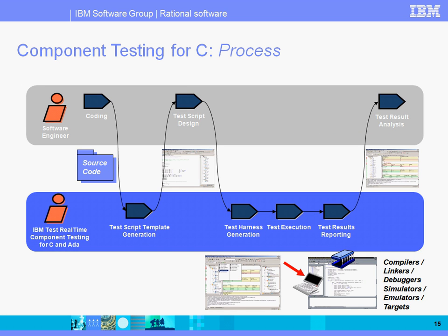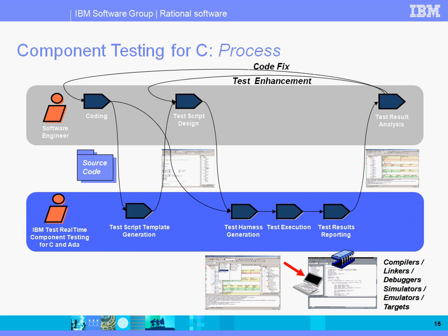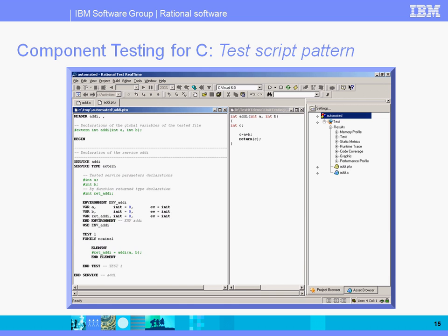If you see the component testing process, that is the mechanism inside. The coding part will be done by the software engineer, and the tool will generate the template, and then the script will be edited by the software engineer, then the test harness will be executed and test results are generated. Once test results are generated, any fix can be done by the software engineer, again redoing this activity. So there is test enhancement to the test.